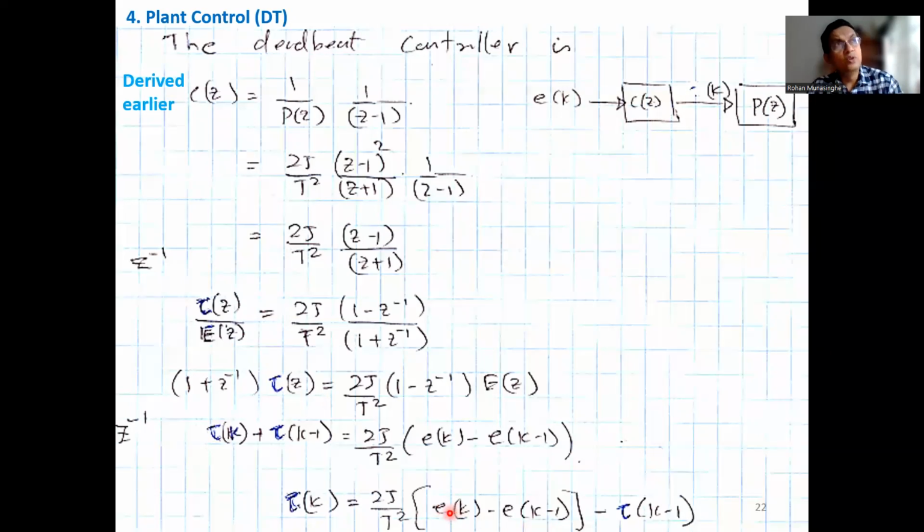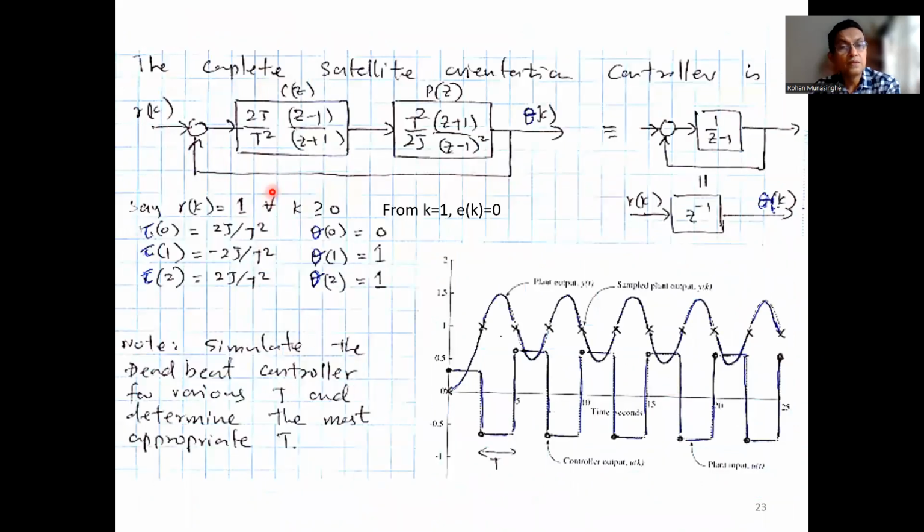But at present, time 0, Rk is 1. This is 1, because you have Rk, you have theta k. This is 1, this is 0. So error is 1. So therefore, your torque at time 0 is 2j over t square. That is tau 0. Tau 0 is equal to 2j over t square. So you can see it over here. Tau 0 is 2j over t square. So when you put that torque, the satellite starts to turn.